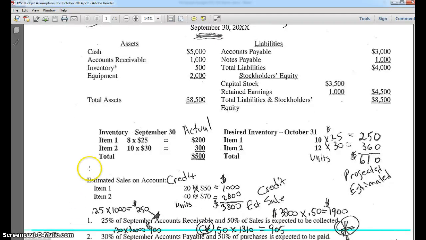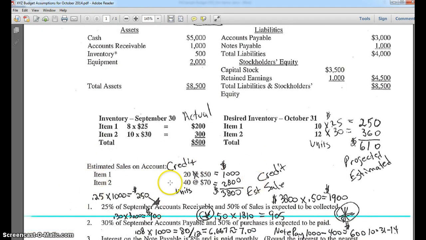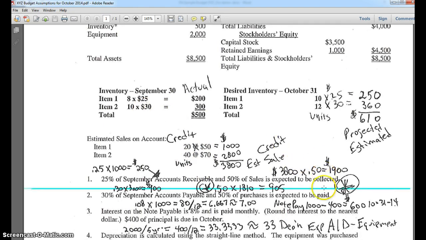The next thing we did was estimated sales on account, which are really credit sales, and it's simply going to be the 20 units times the $50. That's the selling price. And just note that the selling price of the item, we're a retailer. We're going to sell it for $50 for item 1 when we bought it for $25. The same thing for item 2. Sorry, we're going to sell it for $70 when we actually purchased it for $30. Okay, so pretty healthy margin on that.